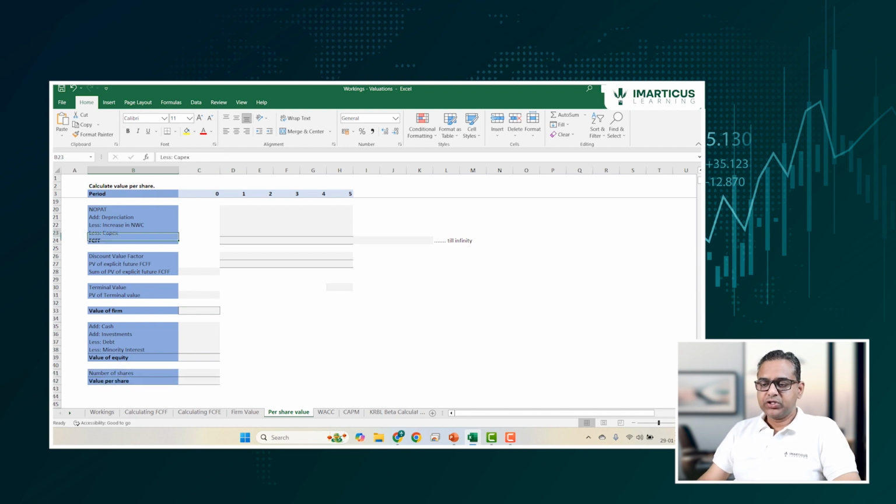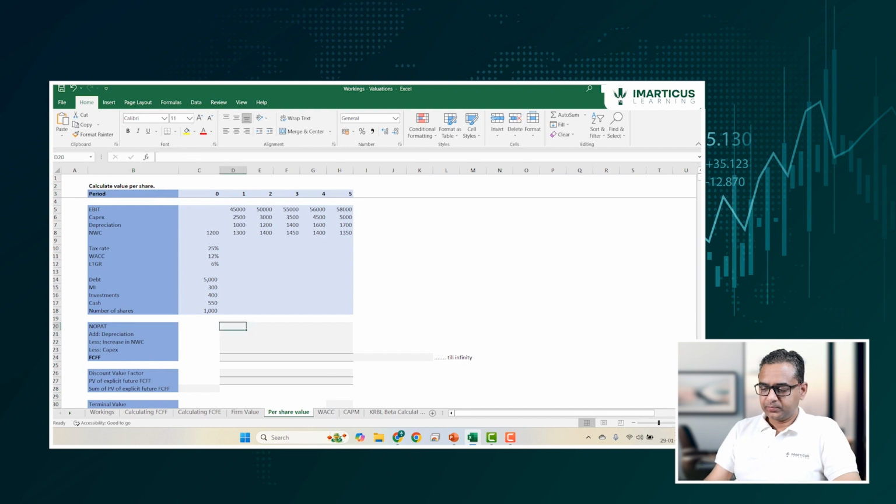First we'll calculate NOPAT, which is EBIT minus tax rate. Add back depreciation. Increase in working capital. And capex. This will give us FCFF.